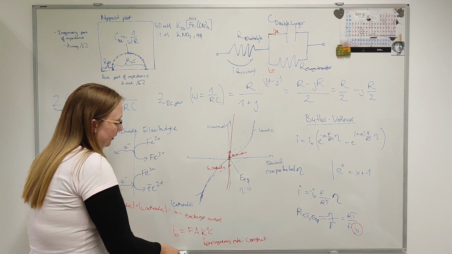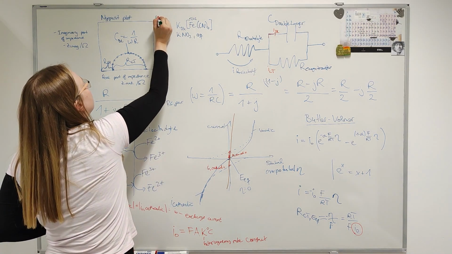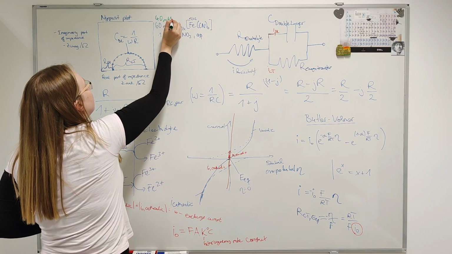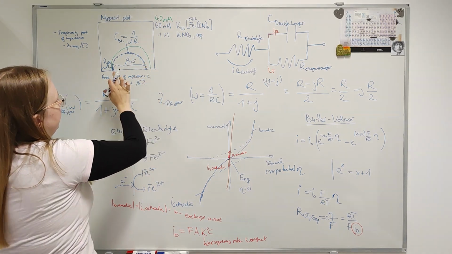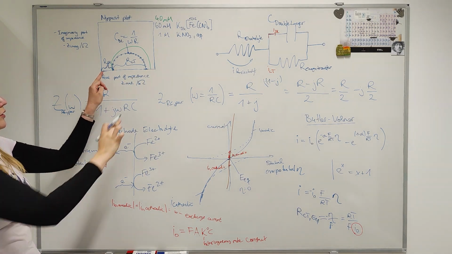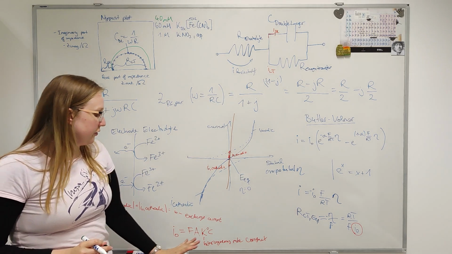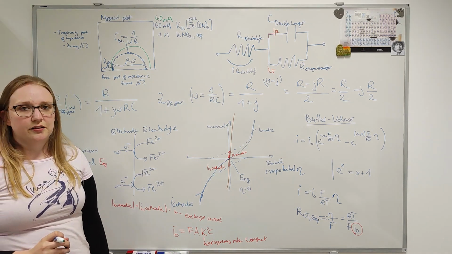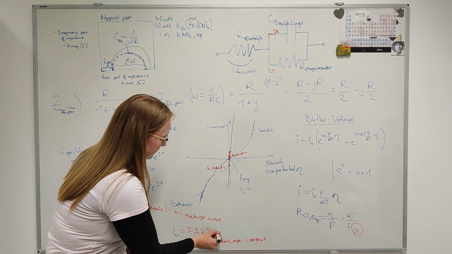So if we remember what we've seen for the lower concentration, we can now easily understand why we arrived at a bigger semicircle with a higher charge transfer resistance. That was just because we affected the exchange current by altering the concentration.